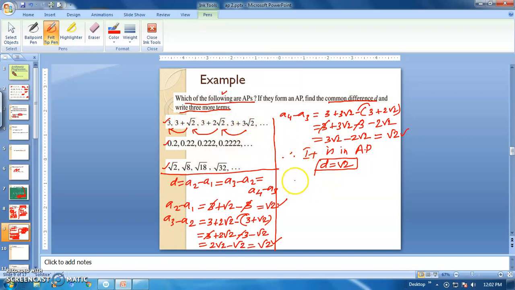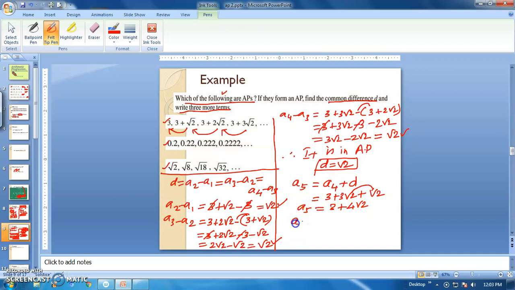So how can we write the fifth term, A5? We have to add the D value to the previous one. The previous one is A4. So what is A4? A4 is nothing but 3 plus 3 root 2, and plus D, root 2. When we add, 3 times root 2 and 1 root 2 is totally 4 times root 2. So 3 plus 4 root 2. This is nothing but A5.